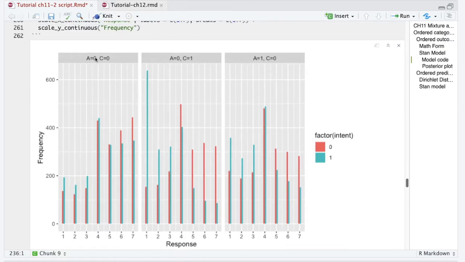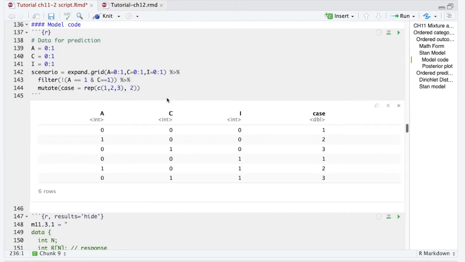So you can notice that the 3 columns here represent A equal to 0, C equal to 0; A0, C1; A1, C0 respectively. And the colors blue and red are just intention being 0 or 1. So you can notice that I had some tricks making this data frame. So you can see I have A as 0, 0, 1, and C as 0, 1, 0, and here it repeats again: 0, 0; 1, 0; and 0, 1. For I, the first 3 rows are all zeros, and the last 3 rows are all ones.